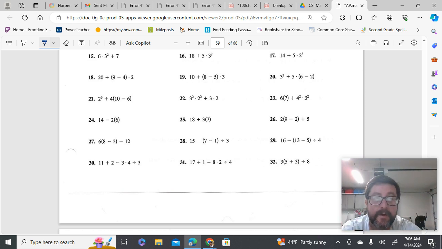Once you get that figured out, it is 6 times 3 squared, which is 9, so it would be 6 times 9 plus 7. Well, you have to do the multiply first, so you do 6 times 9, which would be 54, plus 7, which I think would be 71.